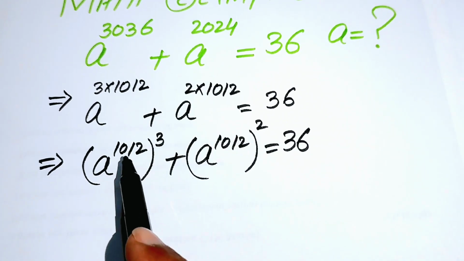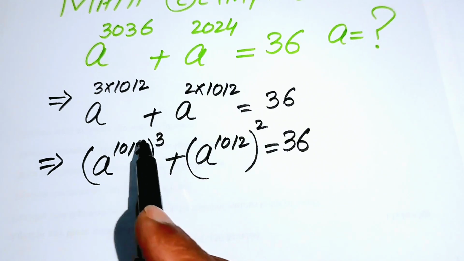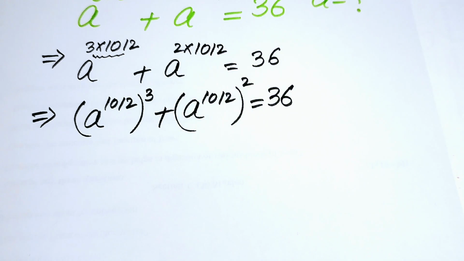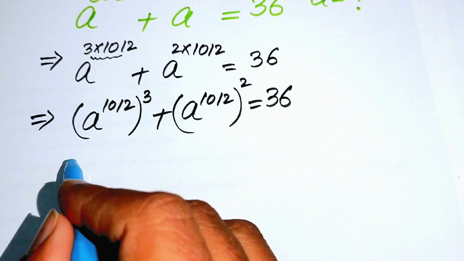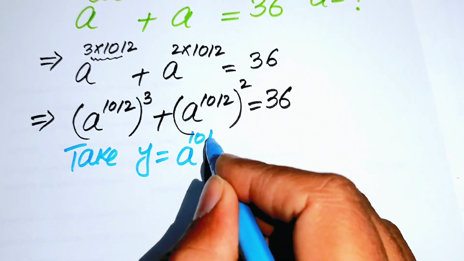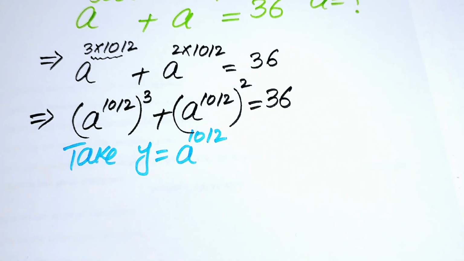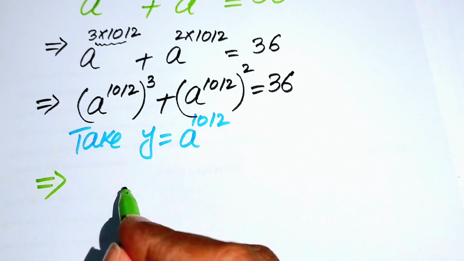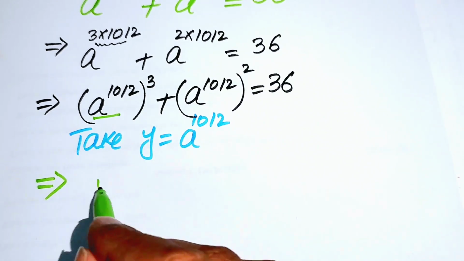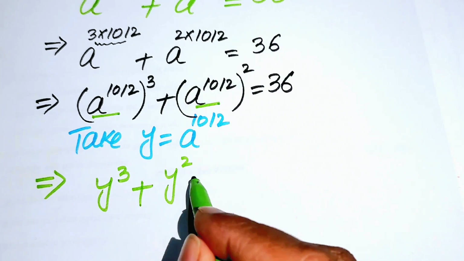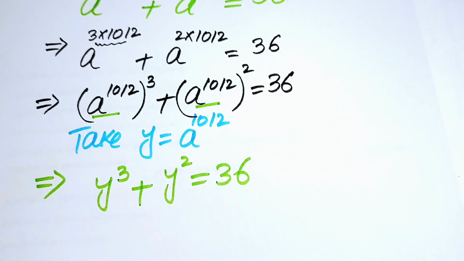Because when we have an exponent to an exponent, these are multiplied by each other, and it will be written in this form. So now here we convert this equation into the cubic form. So here we take y equals a to the power of 1012. When you put y equals a to the power of 1012, the above equation will be written as y cubed plus y squared, and this whole equals 36.